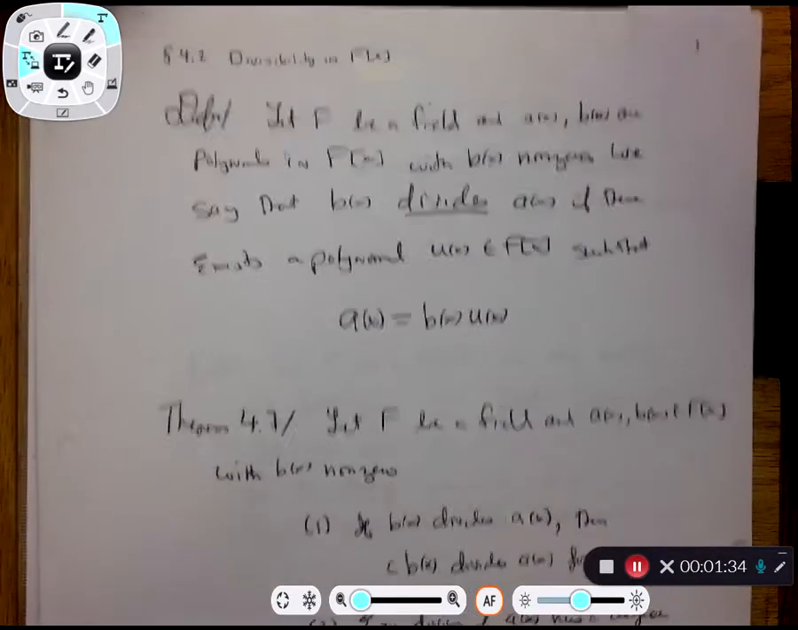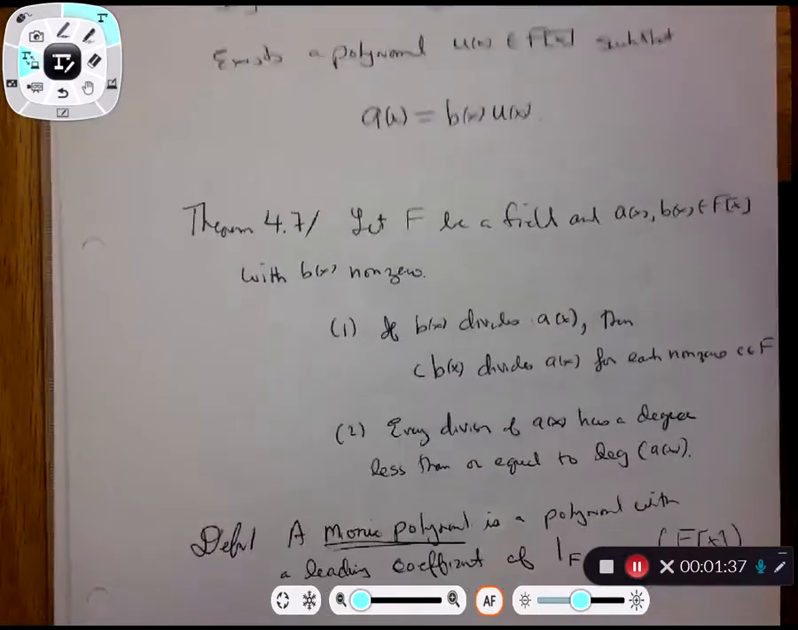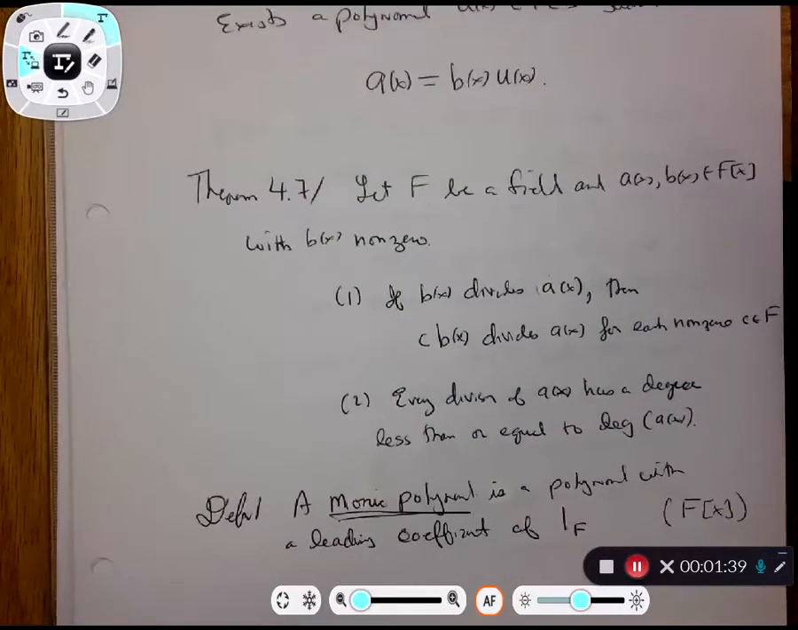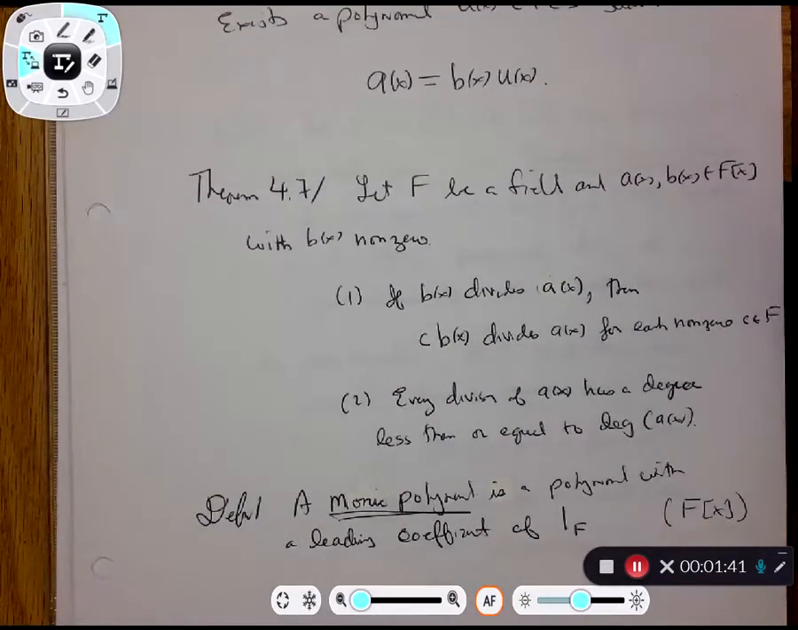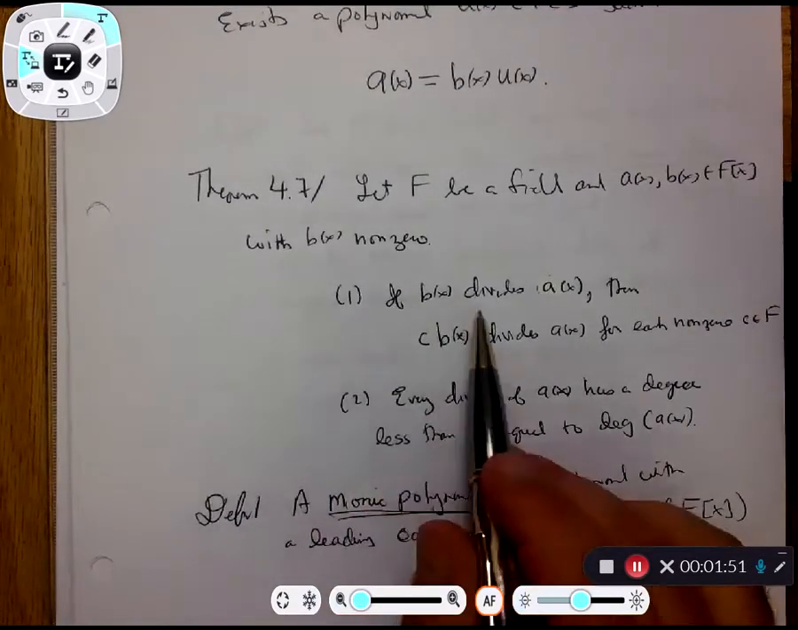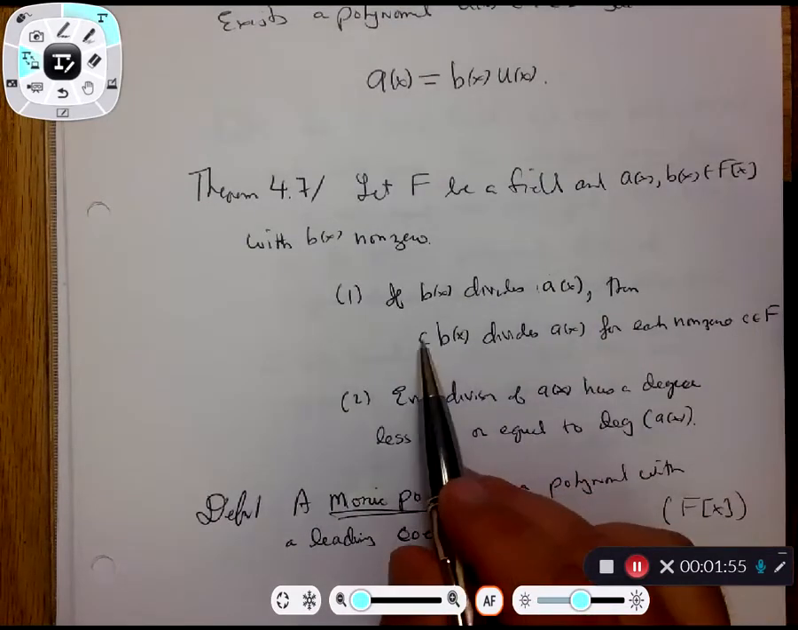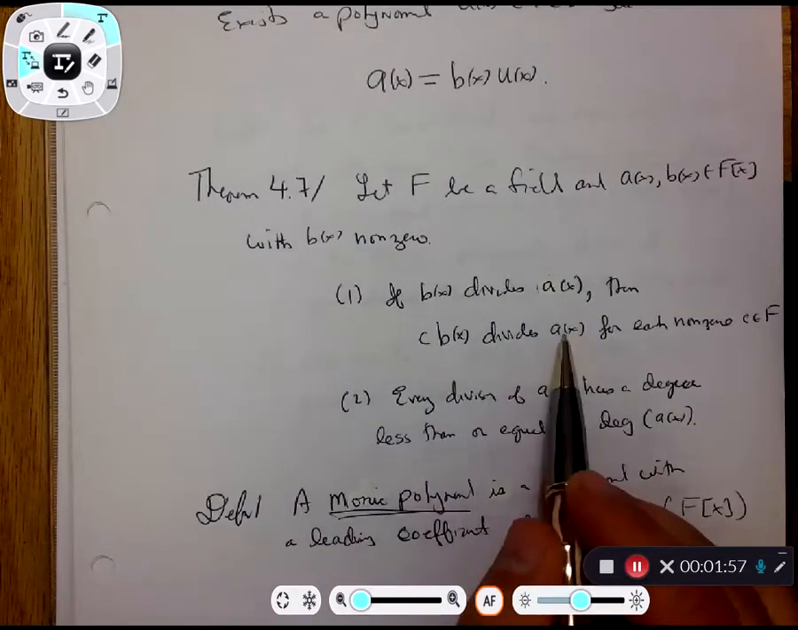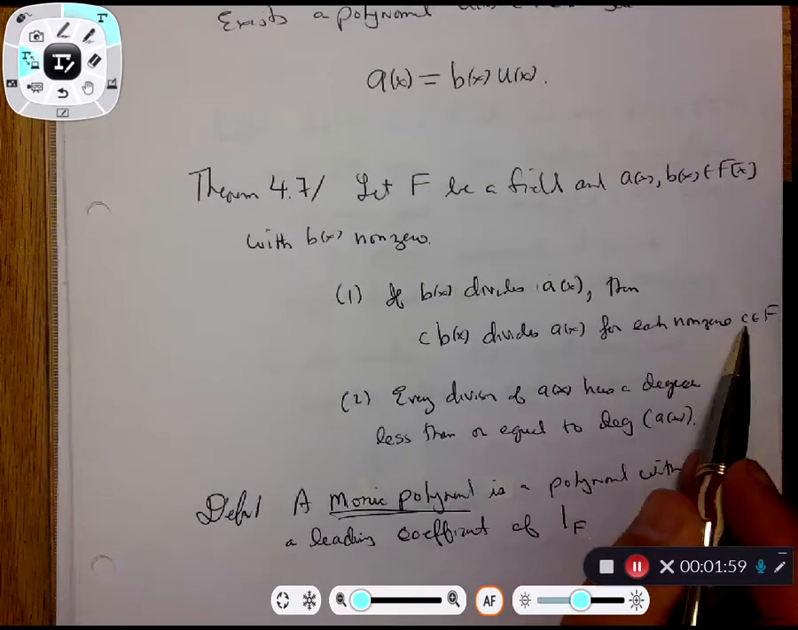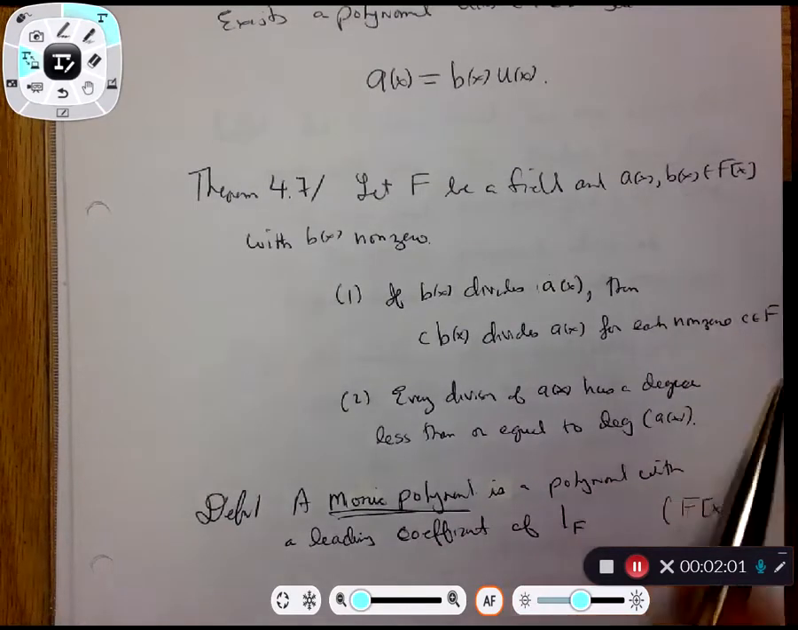So, continuing on. Theorem 4.7 says this. Let F be a field and a(x) and b(x) elements of F adjoined x with b(x) not zero. 1. If b(x) divides a(x), then c times b(x) divides a(x) for each non-zero c in F.